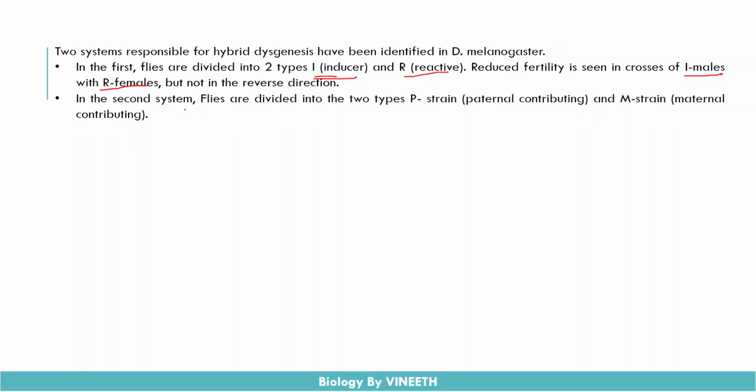But in the cross of I females with R males, there was no hybrid dysgenesis observed. That means the reverse conditions will not give any kind of reduced fertility. Only the inducer males, when crossed with the reactive females, resulted in hybrid dysgenesis. And then there is the second system which is responsible for hybrid dysgenesis.